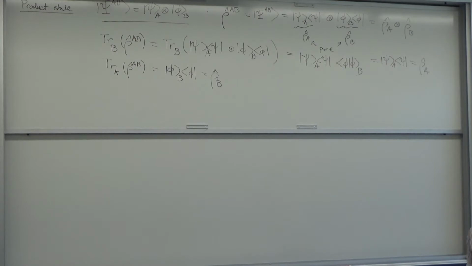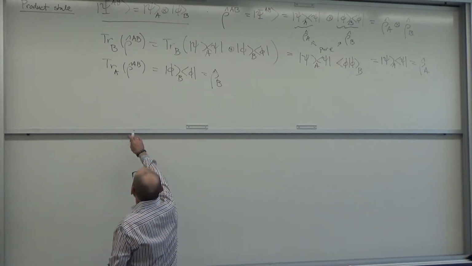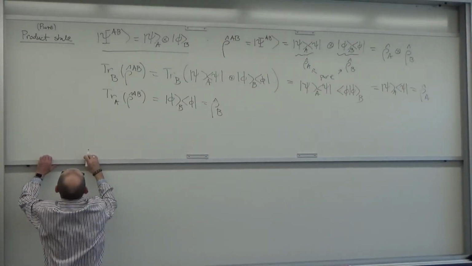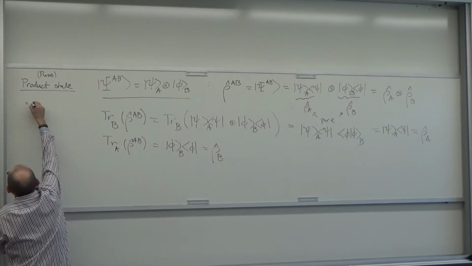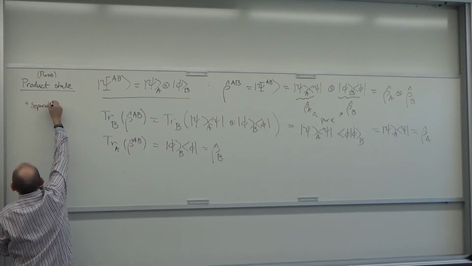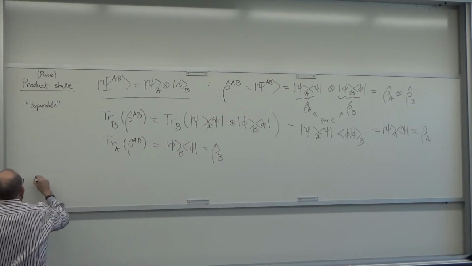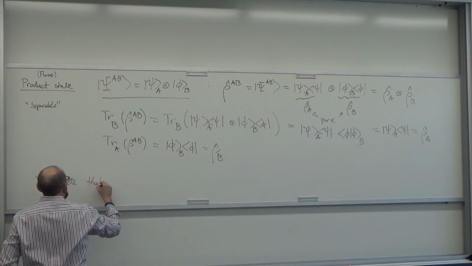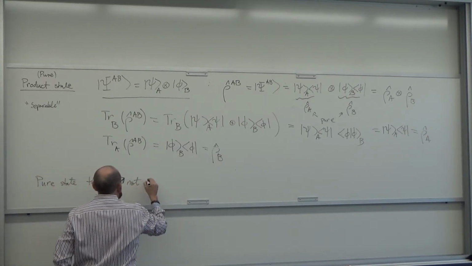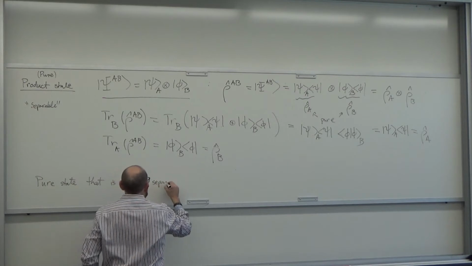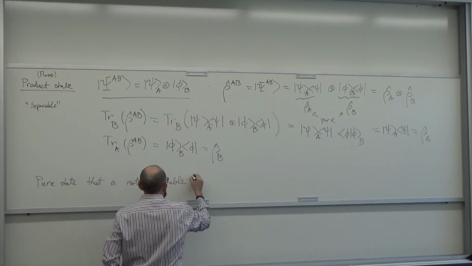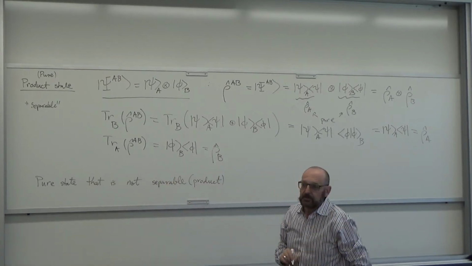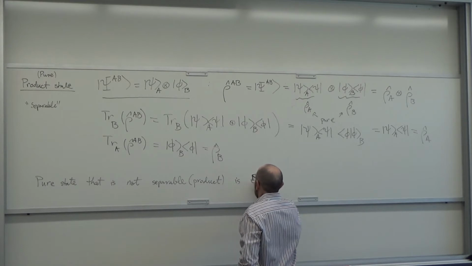All right, so this was an example, this was a product state, and such a state is, as we say, separable. A pure state that is not separable, which in this case means the same thing as product. They are one and the same for pure states, is entangled.